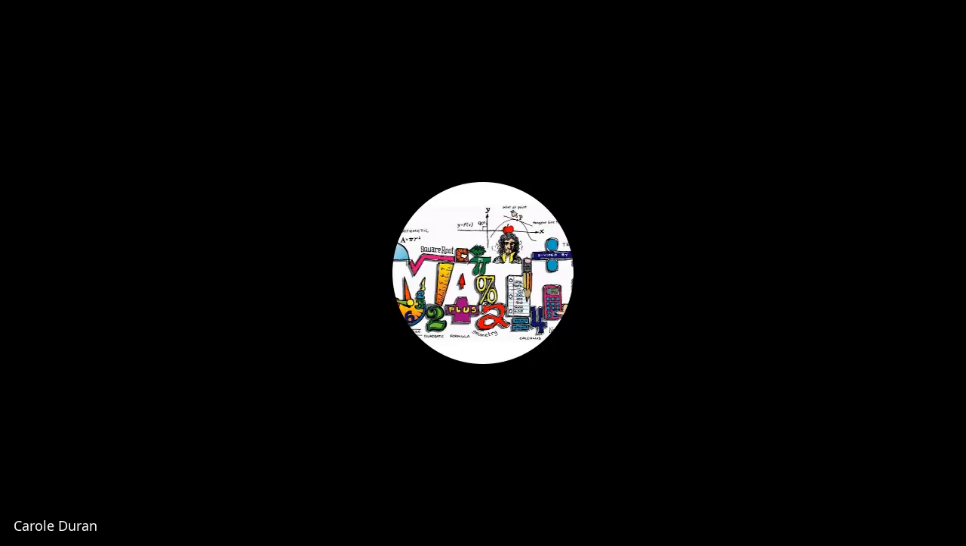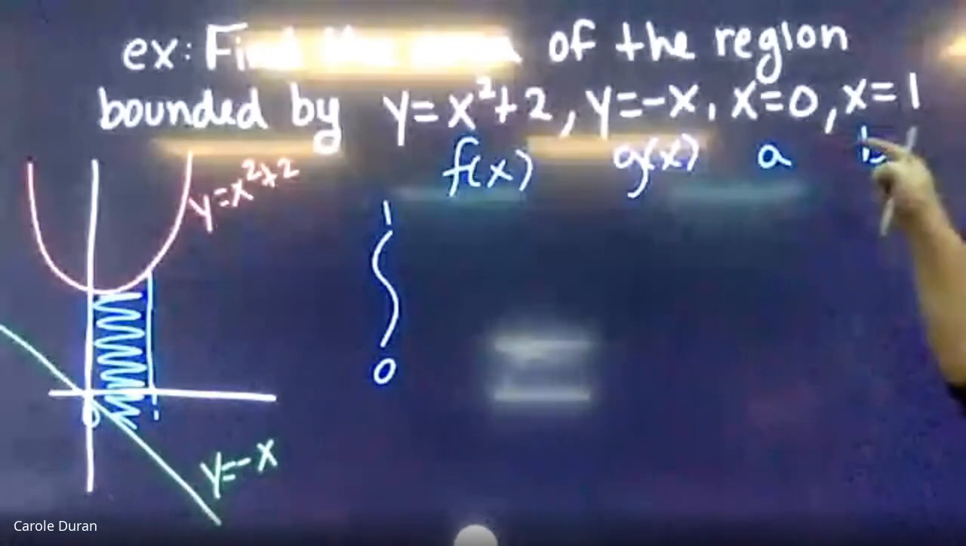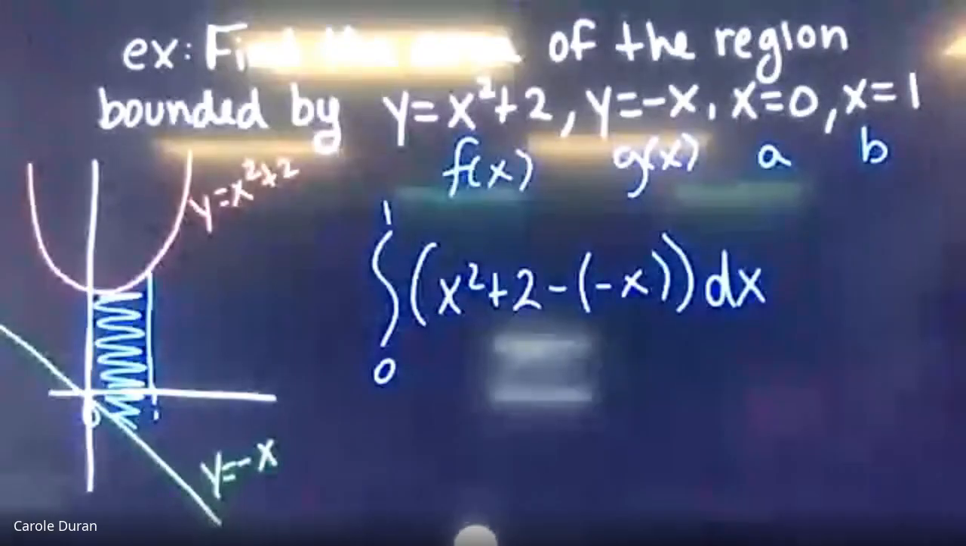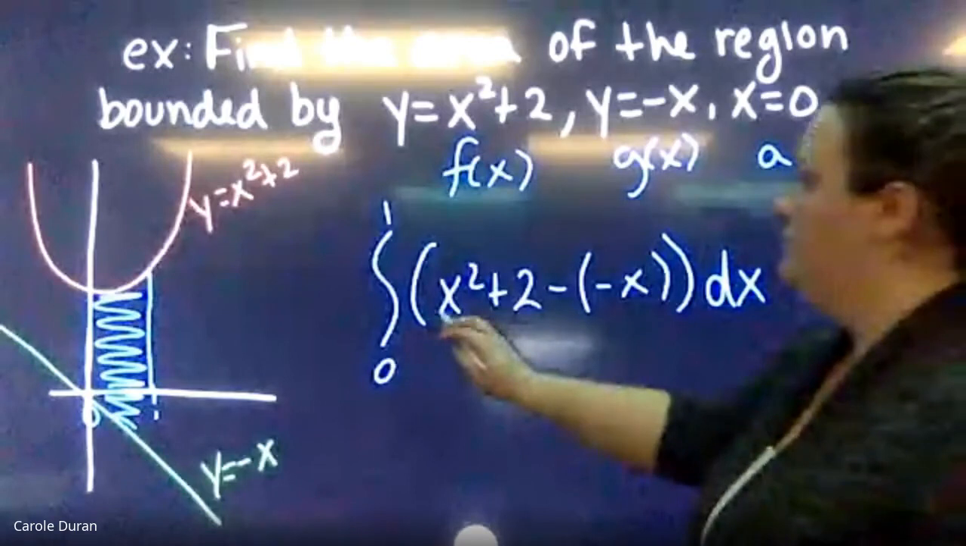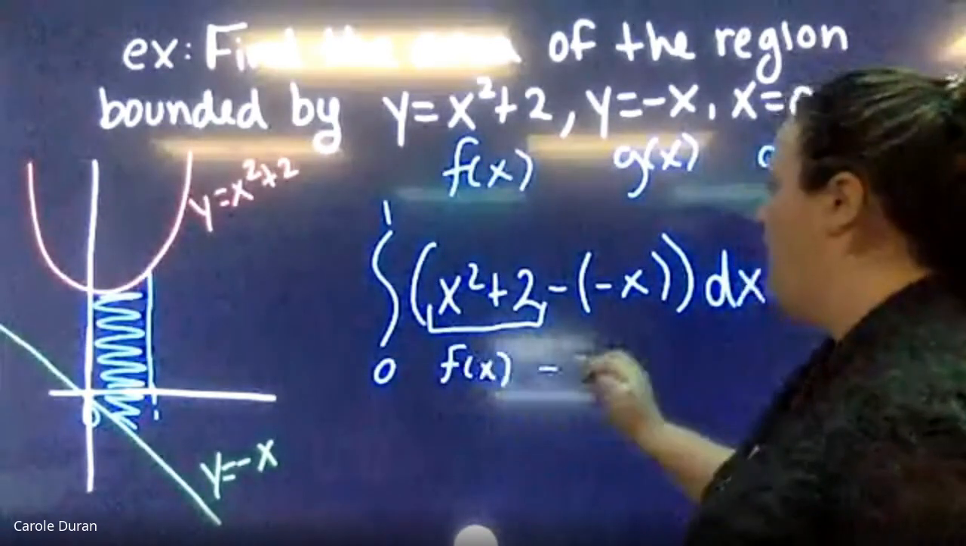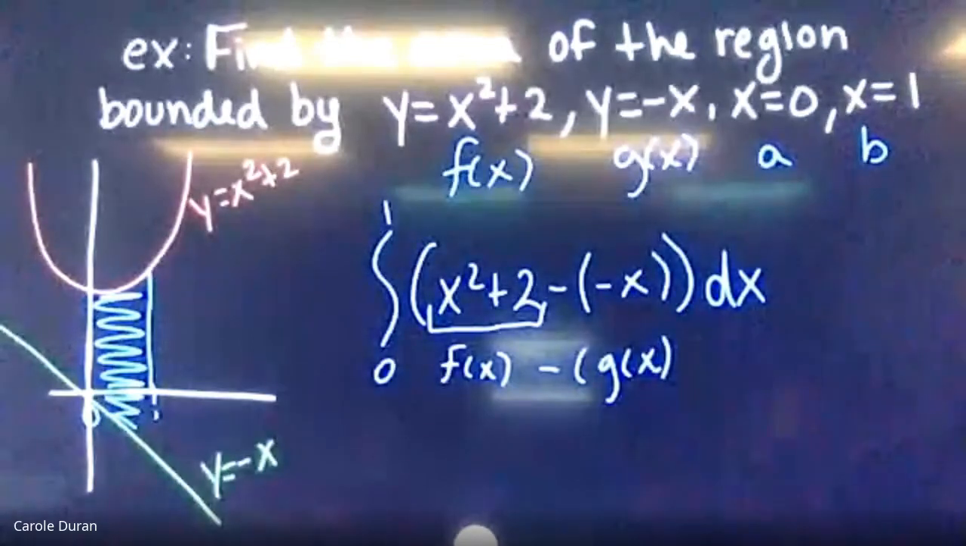So I'm going to integrate from 0 to 1, because those are my integration bounds, of my top function, which is x squared plus 2, minus my bottom function, which is negative x. This is f minus g. It gave you both equations.